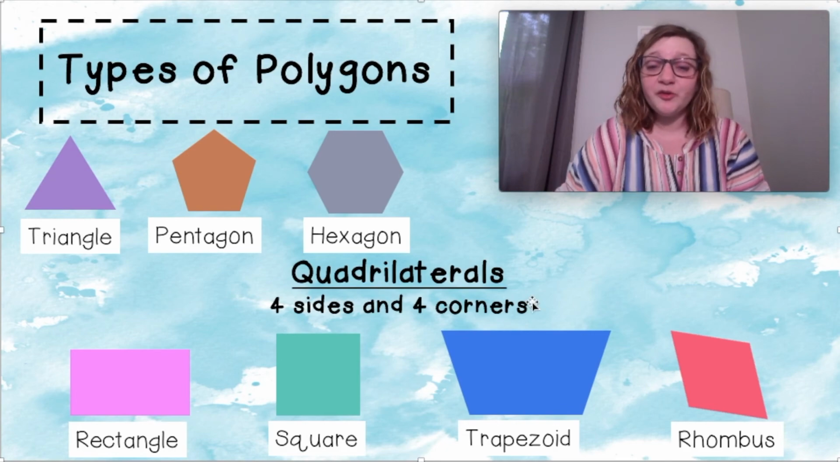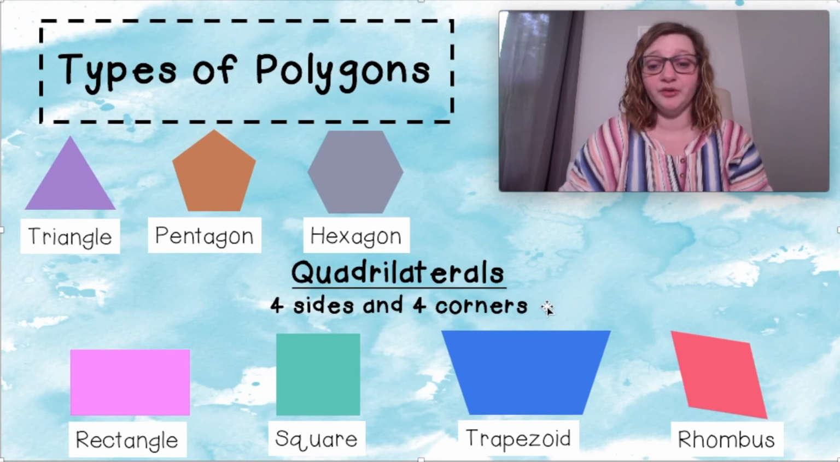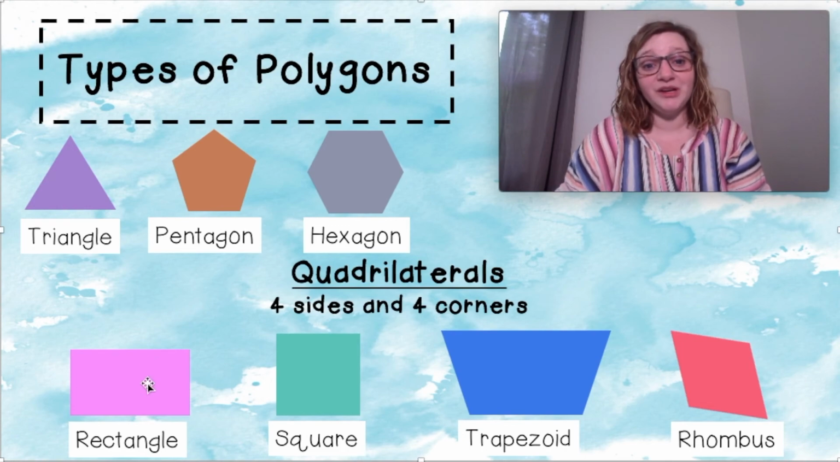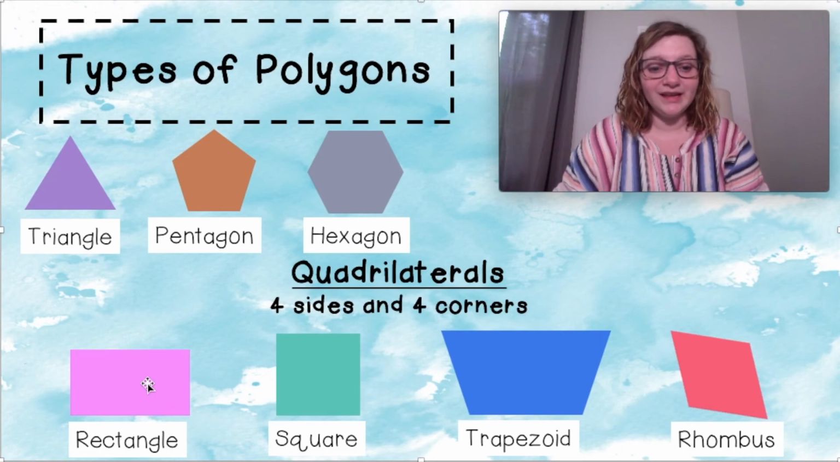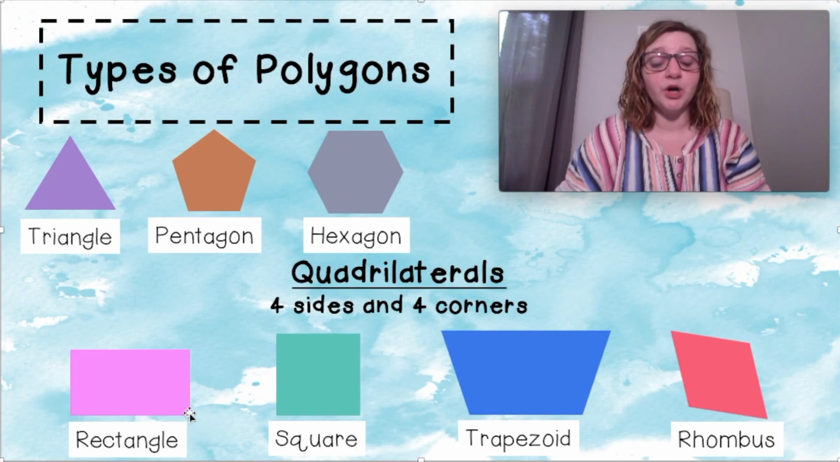Now there's a bunch of different types of quadrilaterals, and we're going to... we see it has 1, 2, 3, 4 sides and 1, 2, 3, 4 corners.